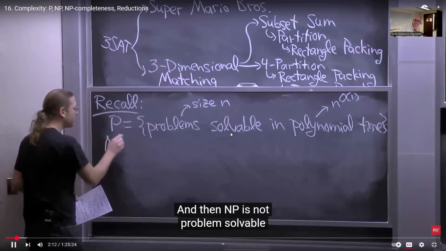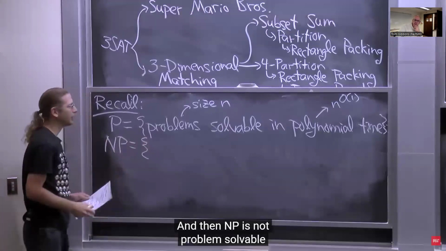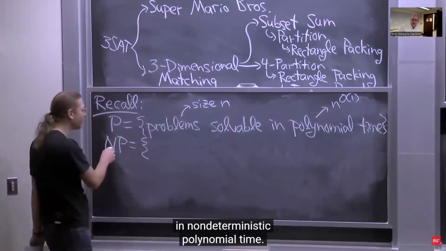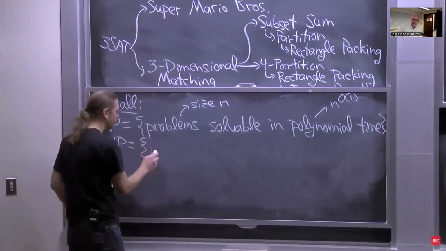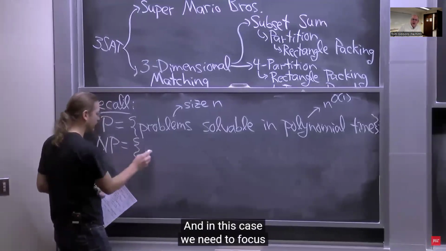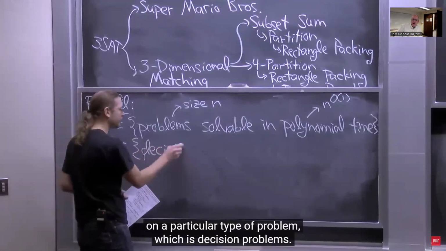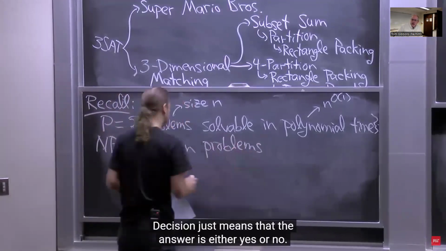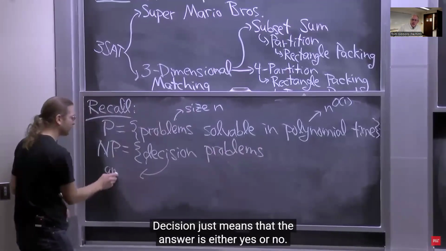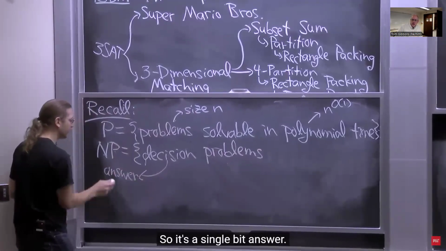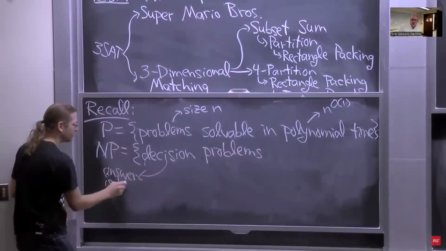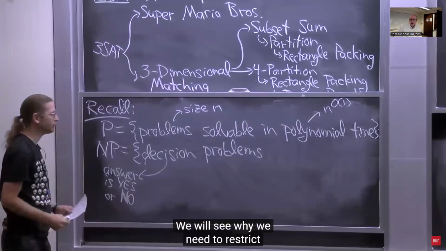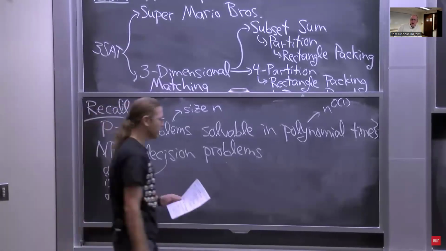So NP is not problems solvable in polynomial time, but problems solvable in non-deterministic polynomial time. In this case, we need to focus on a particular type of problem, which is decision problems. Decision just means that the answer is either yes or no, a single bit answer. We'll see why we need to restrict to that kind of problem in a moment.